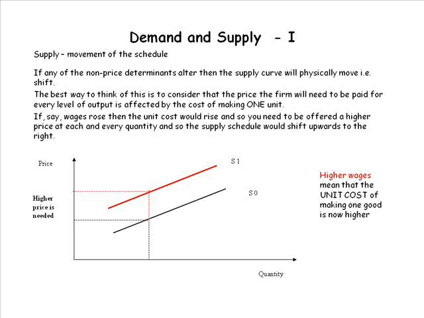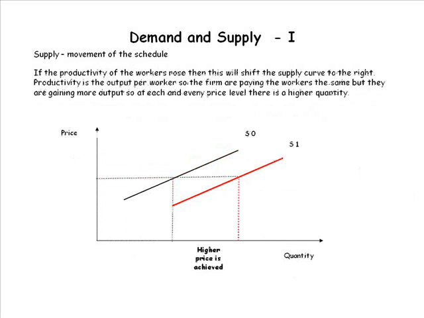And so therefore the supply curve is going to physically shift upwards to the left by the amount of the increase in wages. The next factor to consider is productivity.